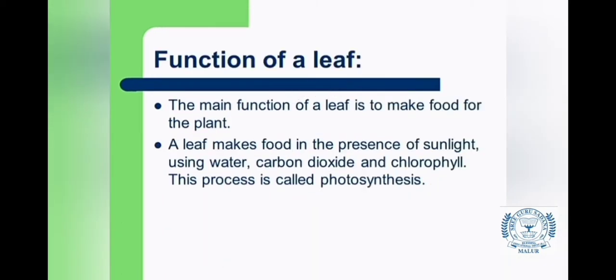Now let us look into the function of a leaf. The main function of a leaf is to make food for the plants. A leaf makes food in the presence of sunlight using water, carbon dioxide and chlorophyll. This process is called photosynthesis. Photosynthesis means, photo means light, synthesis means putting together. This whole process is known as photosynthesis.